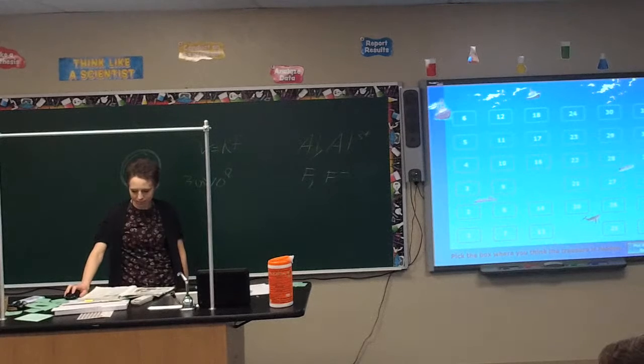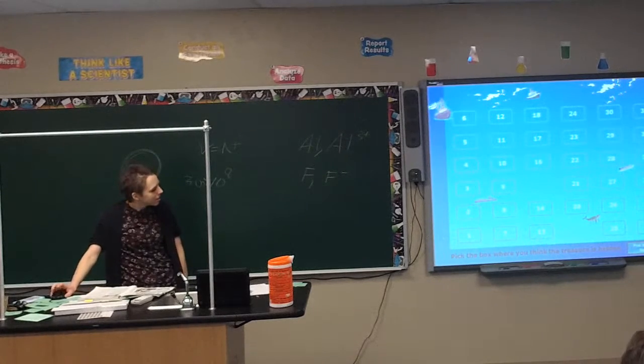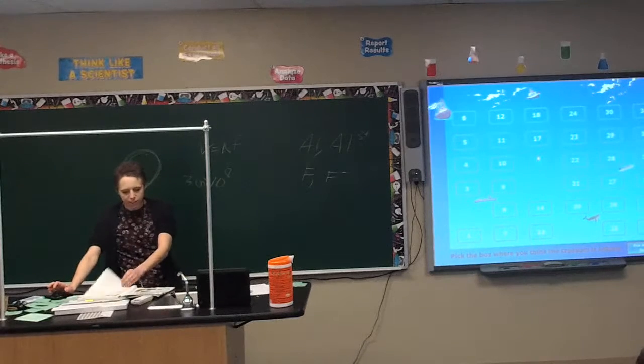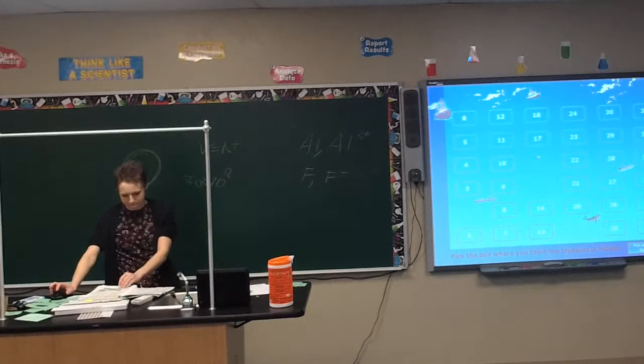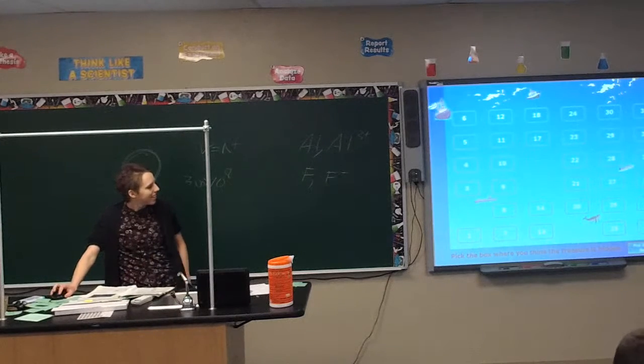Halogens. What's the special name for group 16? Chalcogens. Alright, how many valence electrons are in group 1, Chris? 1.